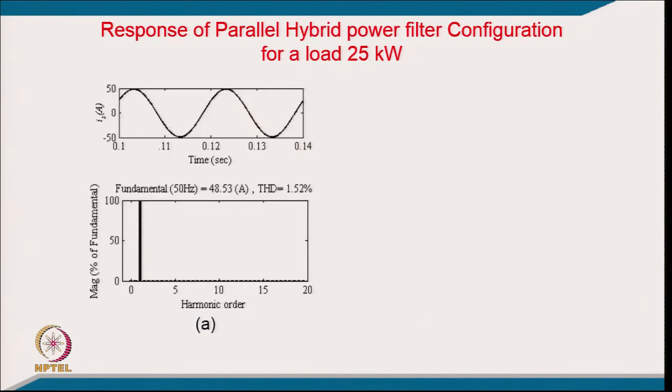And you can see now the THD of the supply current is reduced to 1.52%. Otherwise, if this filter is not used in a voltage fed kind of load, the total harmonic distortion is normally between 60 to 65%, which reduces to less than 1.52%.